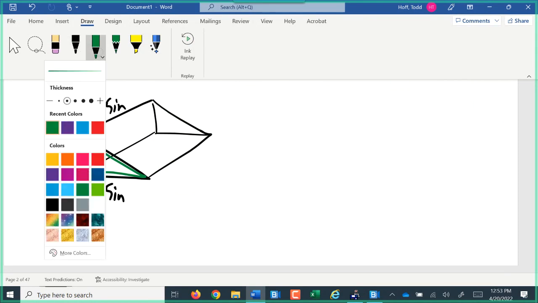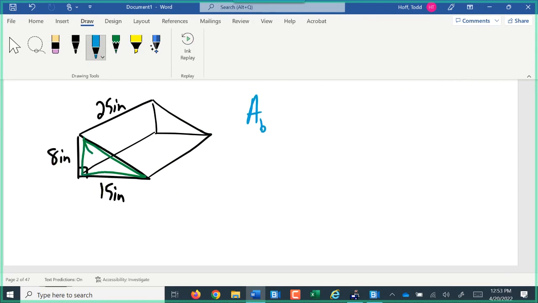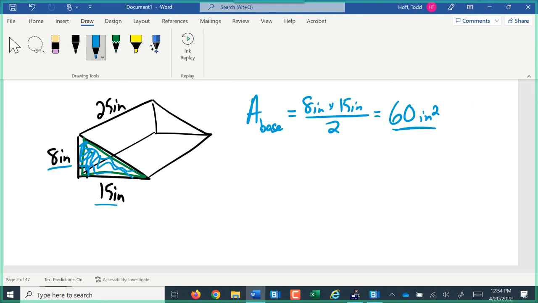So let's find the area of the base. How do I find the area of that base? 25 times 15. Oops. 8 times 15. 8 inches times 15 inches. Why did I put it over 2? Because it's a triangle. That's half of a rectangle. Every triangle is base times height divided by 2, right? So that is going to be 60 inches squared. Any questions over the 60 inches?